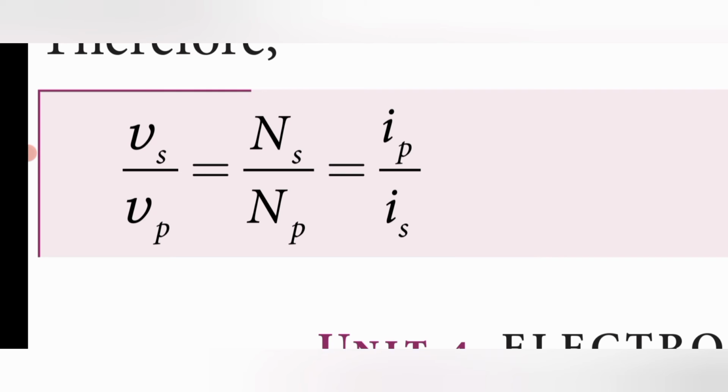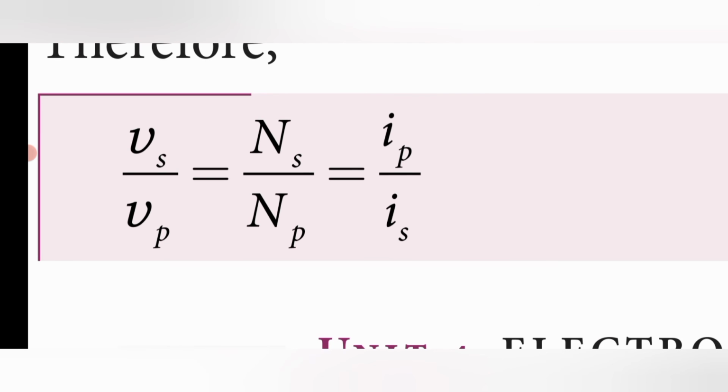So here you see this equation. What is the conclusion? The secondary voltage Vs depends upon the number of turns in the secondary coil, and the primary voltage depends on the primary coil. Here the current value can be changed, because Ns by Np is equal to Ip by Is. So we can conclude that.